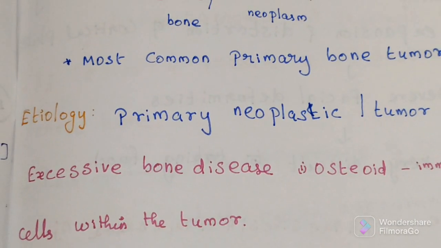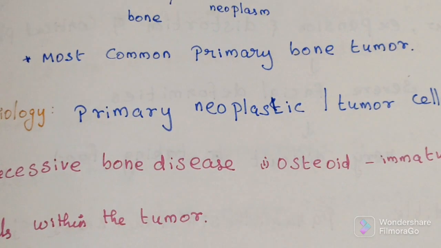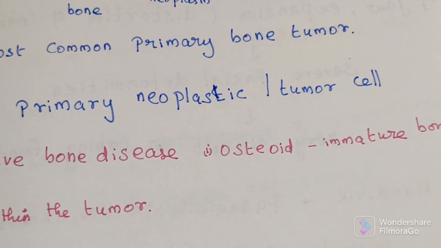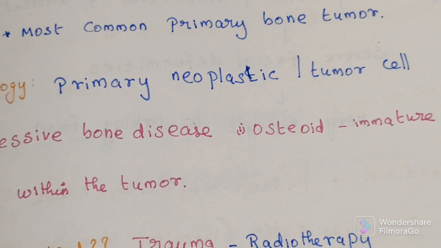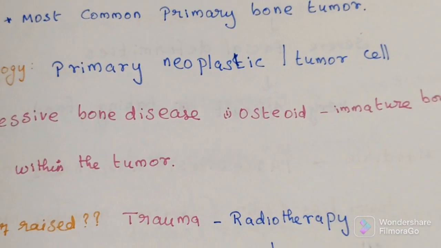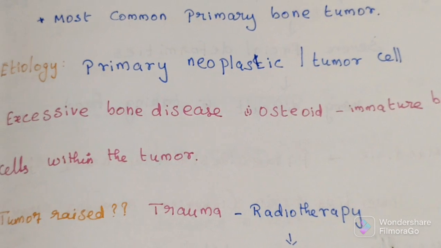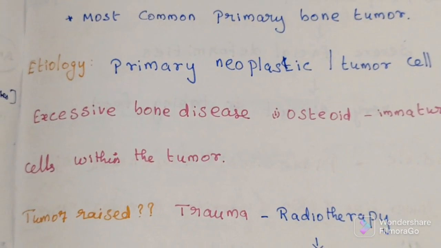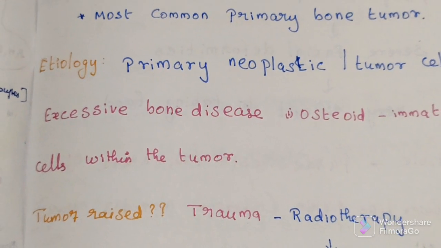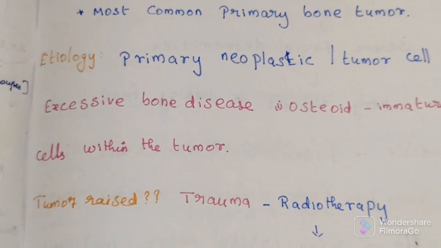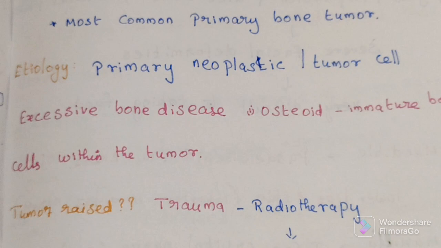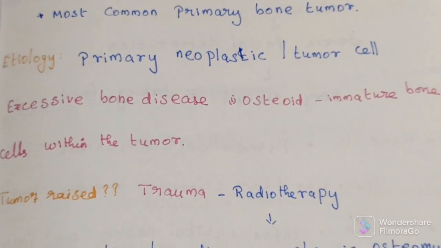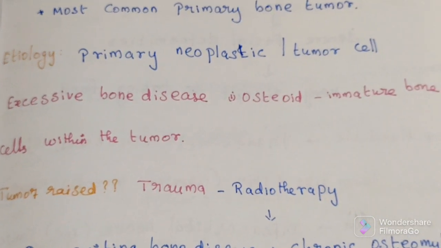Next, etiology. The primary neoplastic or tumor cells are going to produce bone. So there is going to be excessive bone production, maybe producing osteoid, or production of immature bone cells within the tumor. We will see the osteoid cells or immature bone cells present in the tumor.